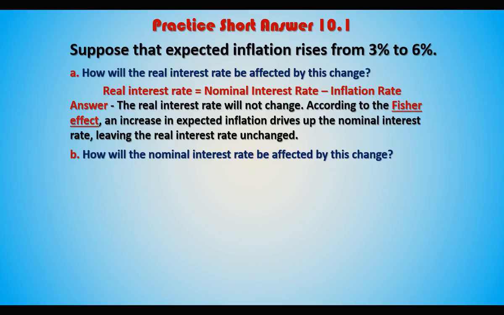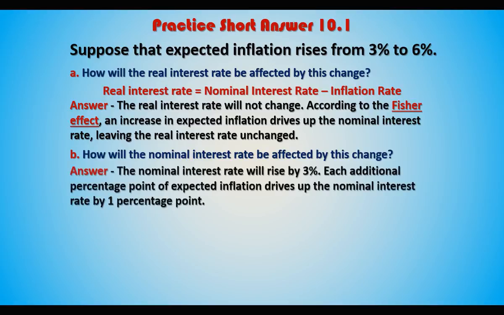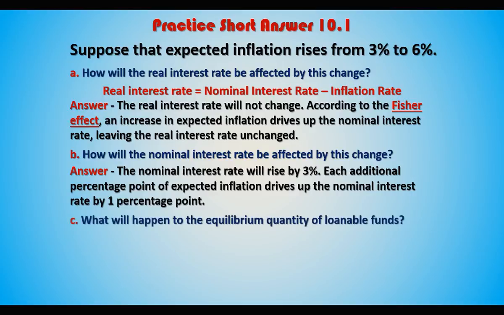Increase 3%, right? It would increase 3% because inflation went up by 3%. So to keep the real interest rate the same, the nominal interest rate needs to go up by the same amount as the rate of inflation. So the answer here is that the nominal interest rate will rise by 3%. Each additional percentage point of expected inflation drives up the nominal interest rate by 1 percentage point.